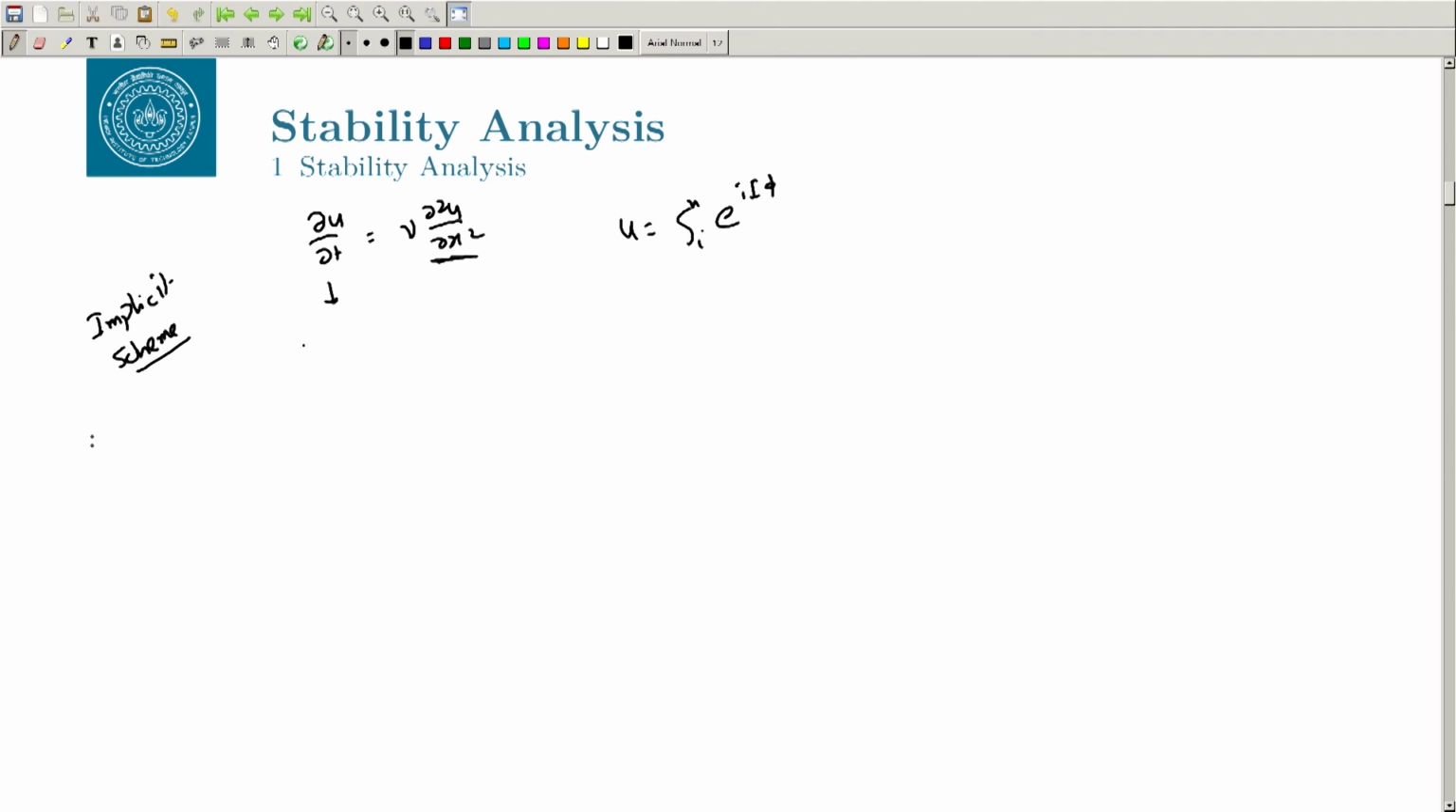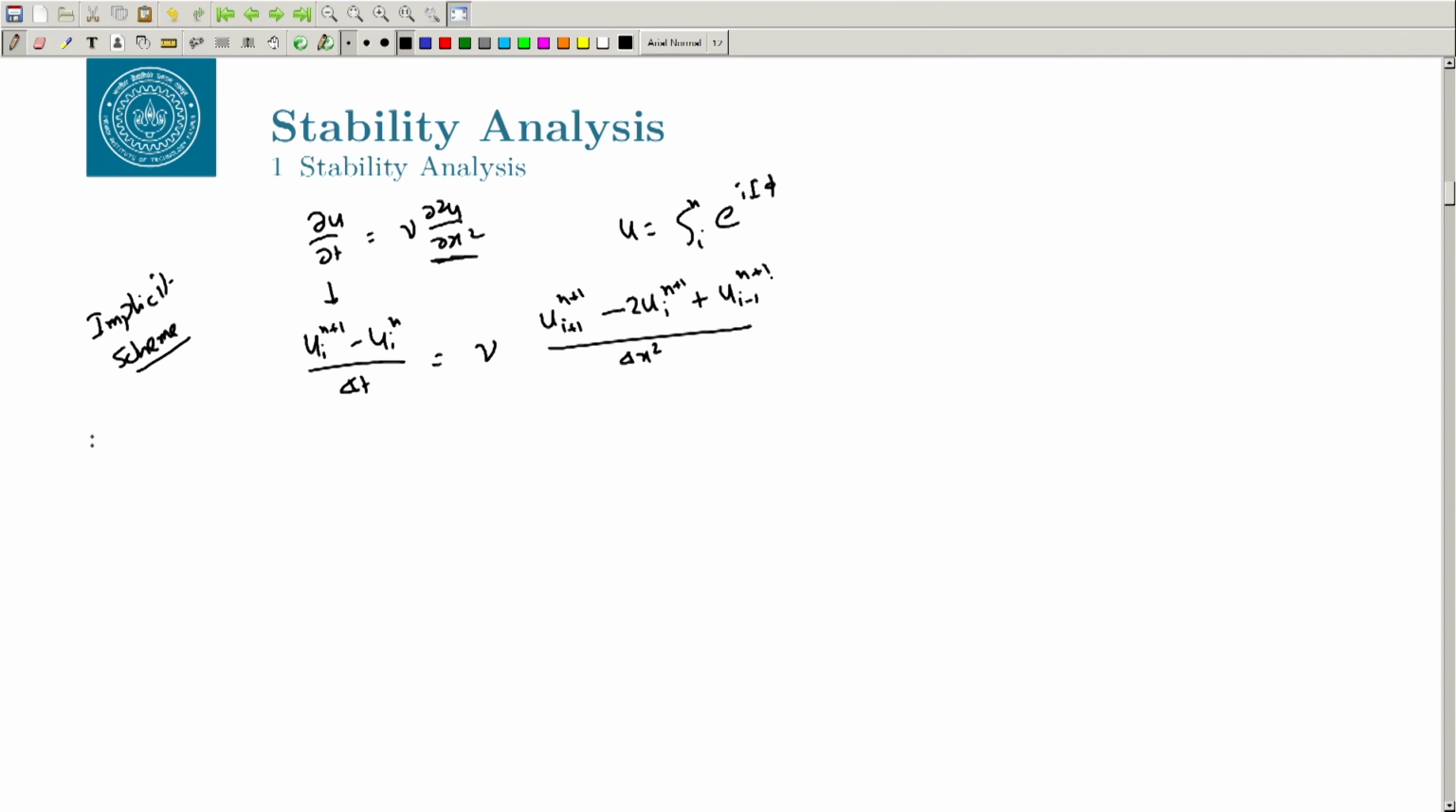So, this can be easily written as u_i^(n+1) minus u_i^n by delta t. If it were explicit, you would write nu times the central differencing, u_(i+1)^n minus 2 u_i^n plus u_(i-1)^n by delta x square, which is what we derived earlier. But since it is an implicit scheme, these will also be at n plus 1, n plus 1 and n plus 1. That is the only change between the explicit scheme and the implicit scheme.